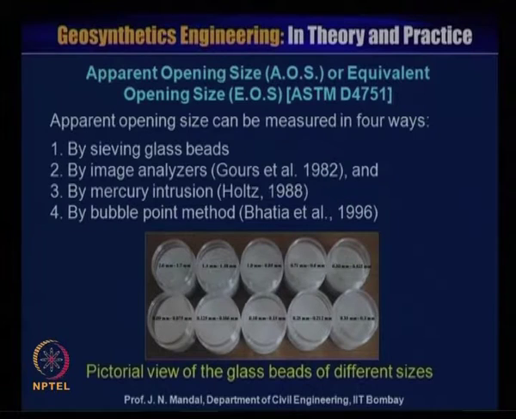It may be by sieving the glass beads, by image analyzer, that is Gauss et al. 1982, by mercury intrusion, that is Holz 1988, and by bubble point method, that is Bhatia et al. 1996. So, we use that glass bead. You can see here different types of the glass bead, this 2.8 millimeter, 1 millimeter, and we have also conducted the apparent opening size test on some of the materials.